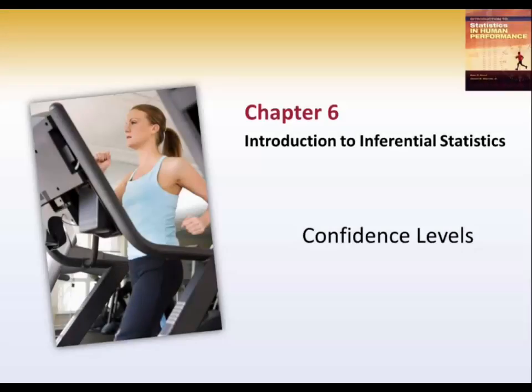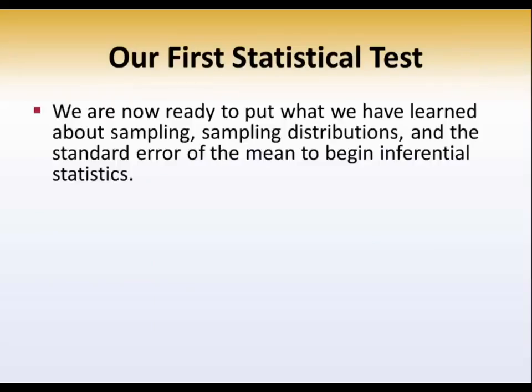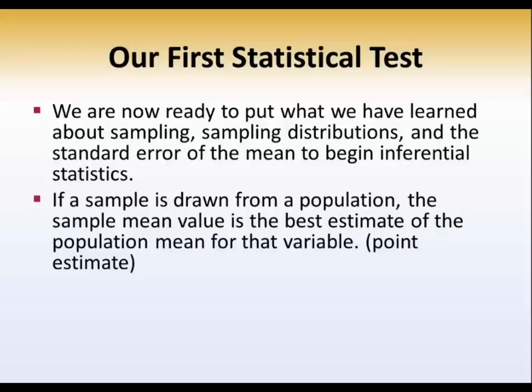Now that we know about the central limit theorem, we can start our very first statistical test. We're going to use what we know about sampling distributions and the standard error to start into inferential statistics. For example, if a sample is drawn from a population, the sample mean is our best estimate of what the population mean is for that variable.